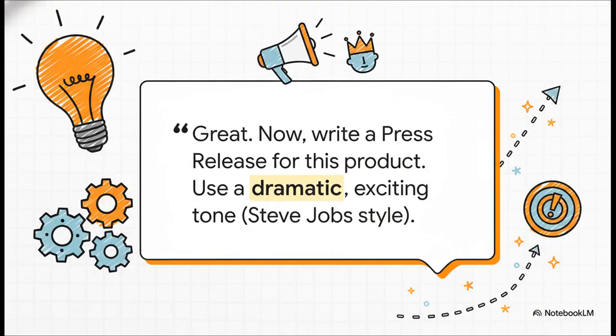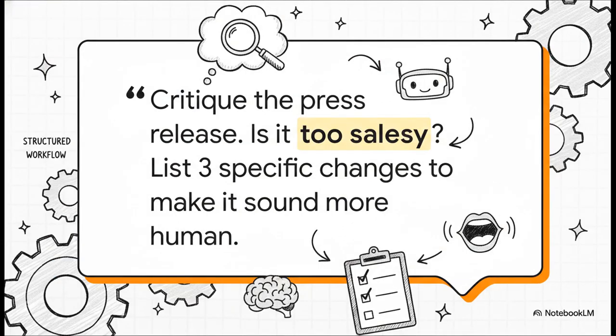Okay, now that the AI has done its homework, we ask for the creative draft. We tell it to write a press release, we give it a specific tone to aim for, and we give it the product name. Because of that last reasoning step, this draft is going to be so much more thoughtful and on point.